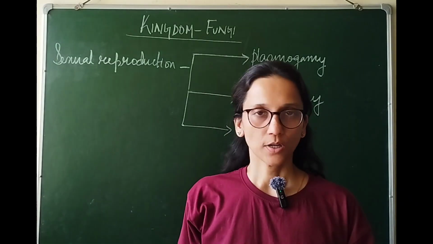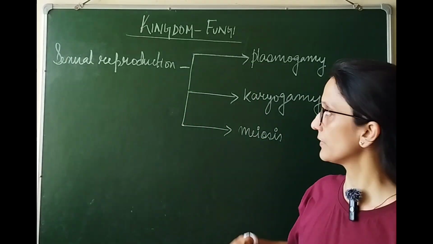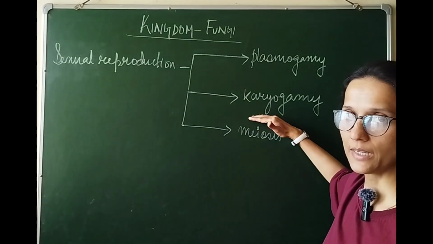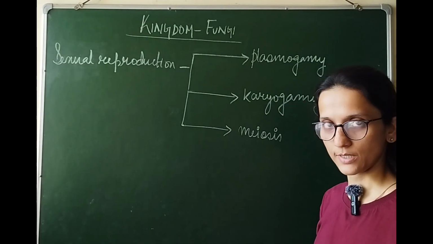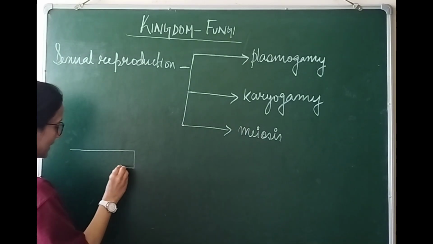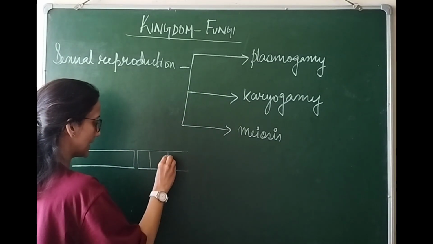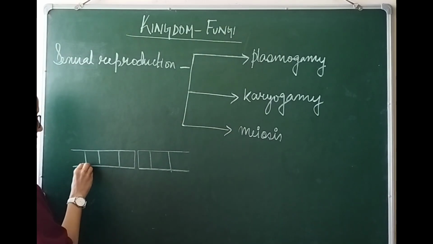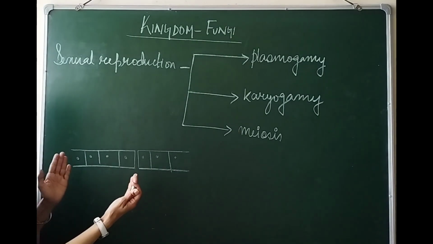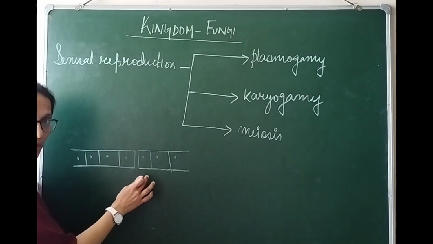Understand sexual reproduction in kingdom fungi. See, sexual reproduction happens in 3 steps. The first step is called plasmogamy, the second one is karyogamy, and the third step is meiosis. So in case of plasmogamy, the haploid hyphae come close to each other and they fuse. This is the only thing which is happening during plasmogamy. So this is plasmogamy, where the hyphae will come close to each other and now they will fuse.